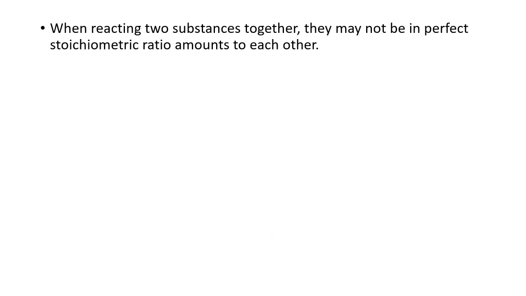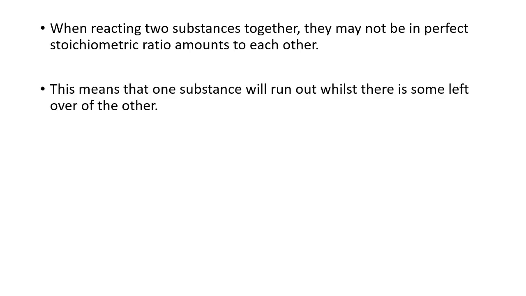Alright, so when two substances react together, they may not be in perfect stoichiometric ratio amounts, which means that if it's a 2-to-1 ratio, you might have 2-to-3 or 2-to-4, and so it's not going to be a perfect ratio. What happens when that happens? That means that one substance will run out while there is some left over of the other. Okay, that happens a lot. That happens almost all the time because you never have anything in perfect stoichiometric ratios.